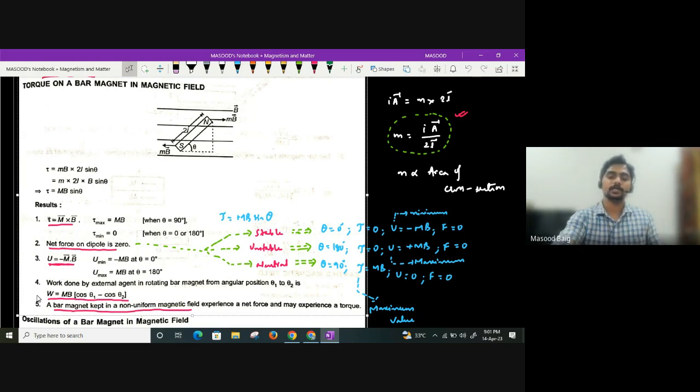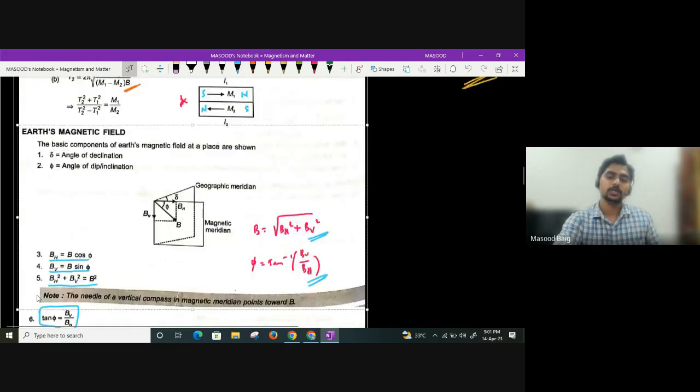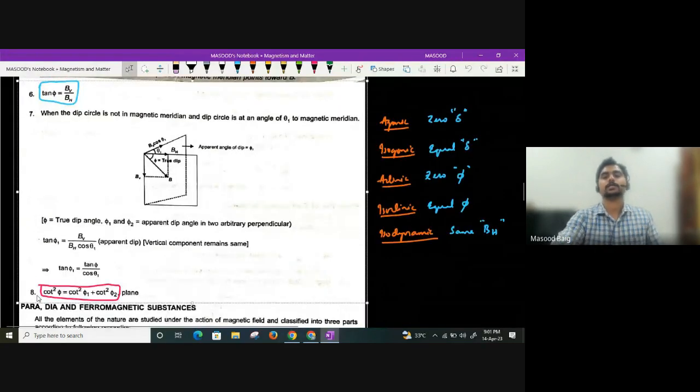So there will be lines which join zero angle of declination, lines which join equal angle of declination, and lines which join points of zero angle of dip or equal angle of dip. Based on the value of the angle of declination and dip, we categorize them as agonic, isogonic, aclinic, isoclinic, and isodynamic. Is that clear? Simply.